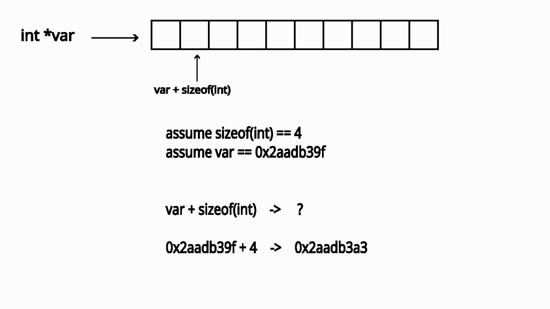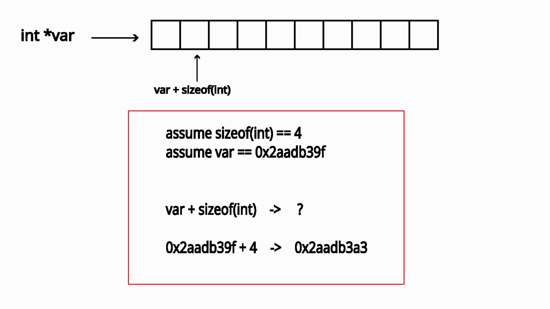This is what it looks like in actual numbers. In this code, hex number 2AADB39F is the location of the first int, and assuming that int is size of 4, adding 4 to the location brings you to the second int, and you can keep incrementing the pointer to access the next slots and so on and so forth.